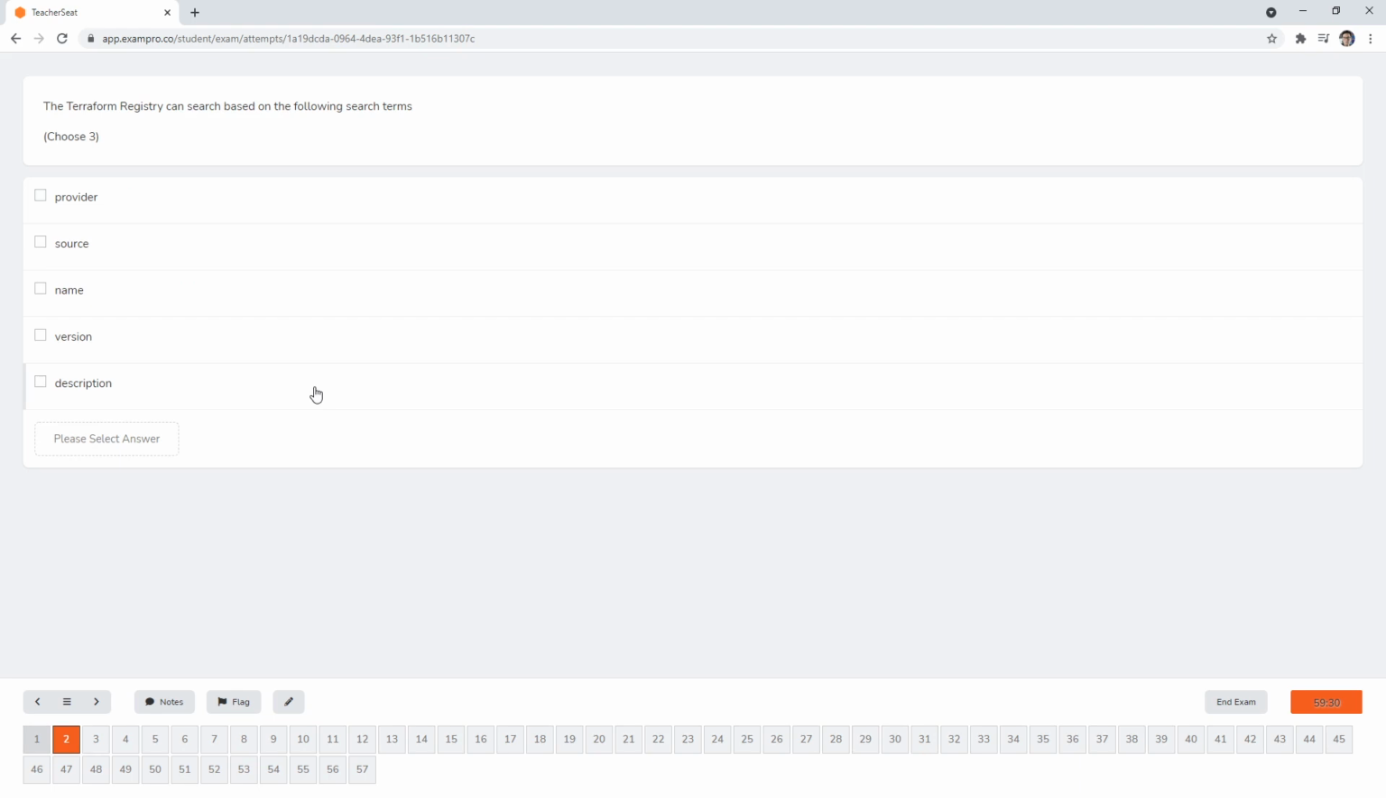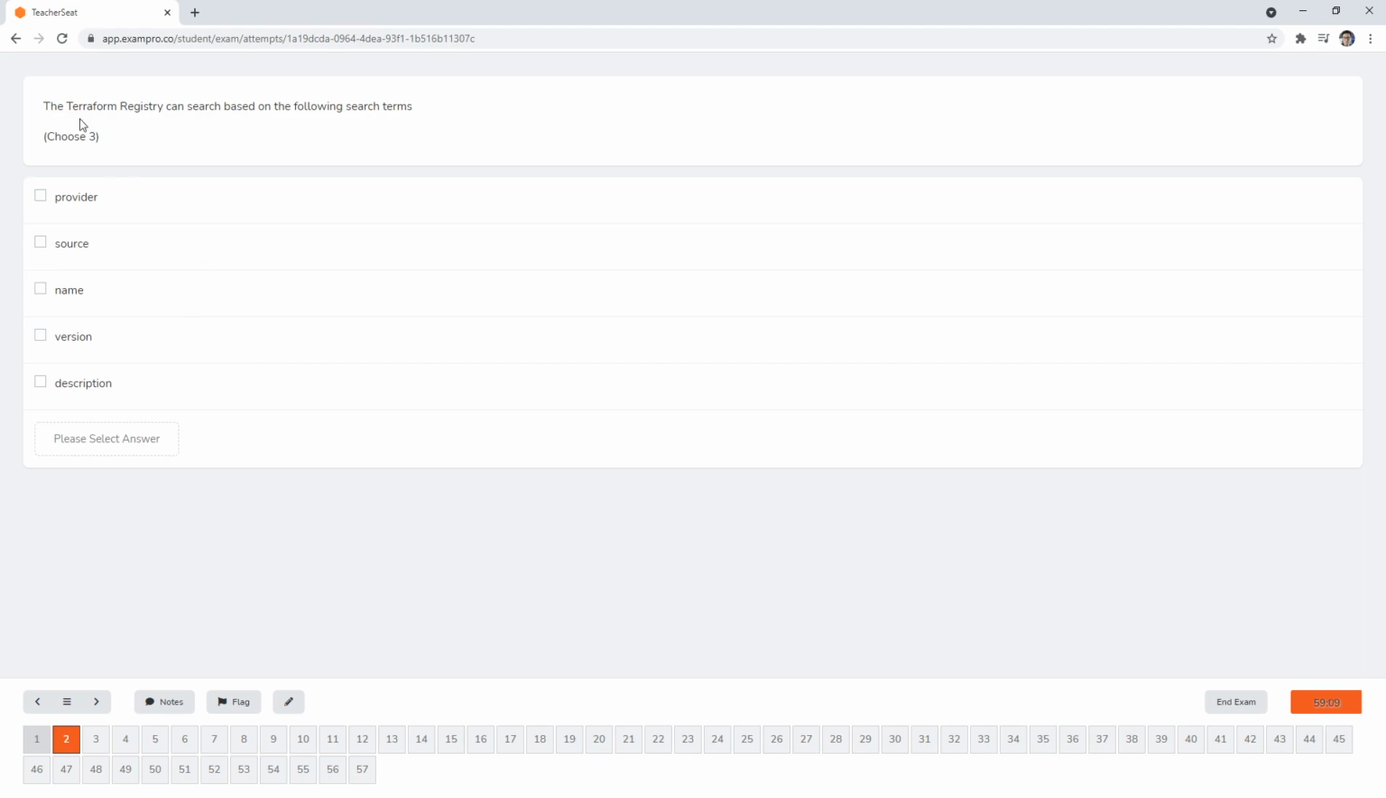Another one here would be, the Terraform Registry can search based on the following search terms. We have an option to choose multiple answers. This is something that you will see on the exam where you're choosing multiples of something. I didn't get a lot on my exam, but I cannot say for certain how many questions would show up like this. But you know, they're not really that hard to figure out, okay?